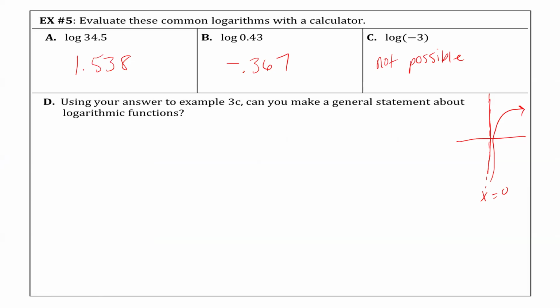So, using your answer to example 5C. So we got on 5C, that was our 1/2 negative 6 to the 64, right? It says, can you make a general statement about a log function? Not 3C. It should say 5C. Oh my gosh. Typo. This should be 5, not 3. 5C. So our general statement, in your own words, what did I just say? Summarize. What's our general statement?